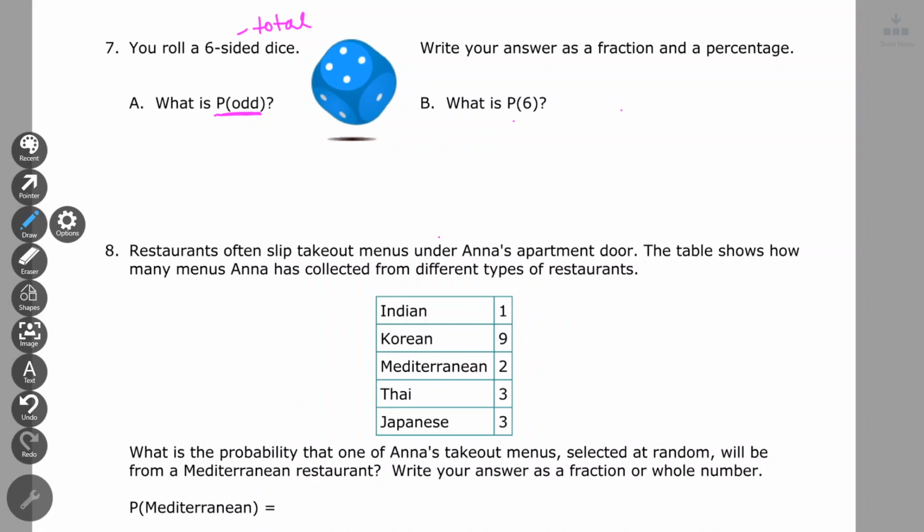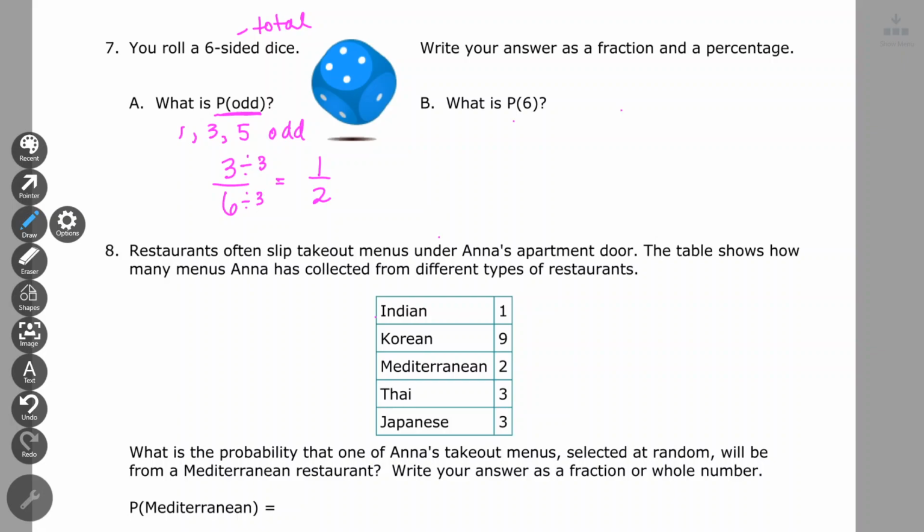Well, what are odd numbers? Odd numbers are numbers that are not even, right? So it would be 1, 3, and 5. 1, 3, and 5 are all odd numbers. Okay, so that means there are 3 odd numbers. So that's going to be our numerator. And then there are 6 sides of the dice. That's our denominator. Okay, now we can divide by the greatest common factor, which is 3. And so we would get 1 over 2. So 1 out of 2 rolls would be odd.